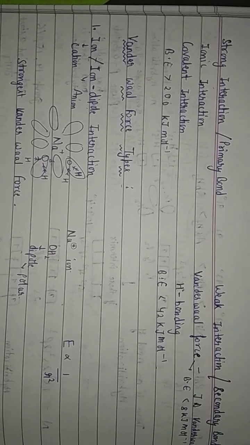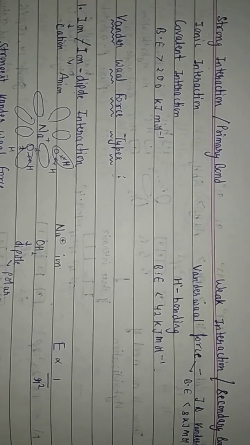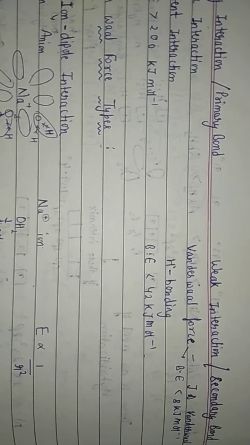Hello everyone, today we are going to study the strong interaction that is known as primary bond and the weak interaction that is known as secondary bond. The strong interactions are those in which we see the ionic interaction and the covalent interaction. They have bond energy greater than 200 kilojoule per mole, whereas the weak interaction, the secondary bond formation, has two types of bonding which we see in case of van der Waals forces and hydrogen bonding.